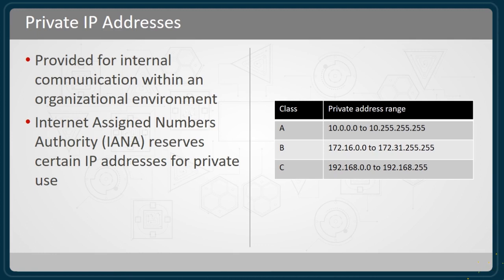If I have a business and I want to connect to the internet, I have to have a router. But every router has at least two interfaces. One of them only connects to my internal network. The other one connects to my ISP, or the public internet. So in order for me to access the internet, I really only need one public IP address.